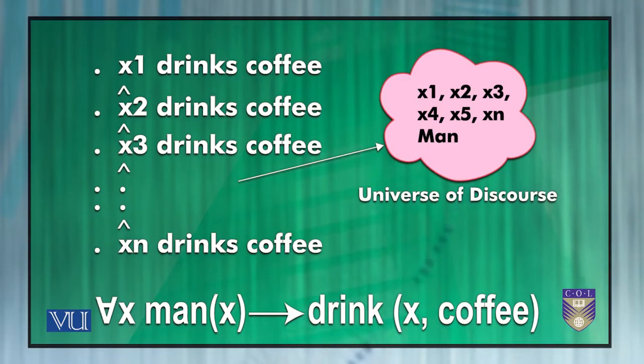That's what it is. I say that again. For all X, where X is a man, X drinks coffee. So in short, all men drink coffee. Of course, there are exceptions, but that's what it says.